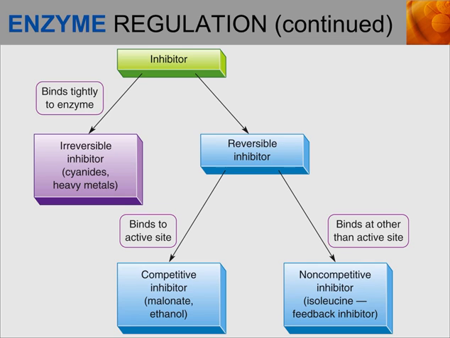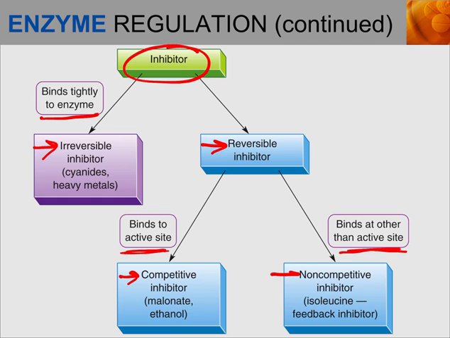Okay, so anyway, let's just wrap up the enzyme chapter here. This is a nice little flow chart that summarizes what we talked about. We said that there are inhibitors, and some of them can bind tightly to an enzyme, and those are called irreversible inhibitors. These would be things like poisons, cyanides, heavy metals, etc. We also have reversible inhibitors. Sometimes those reversible inhibitors will bind to the active site and compete with the substrate. This would be a competitive inhibitor. But sometimes that reversible inhibitor will bind at a site other than the active site, and this would be a non-competitive inhibitor. And so we saw the example of isoleucine.